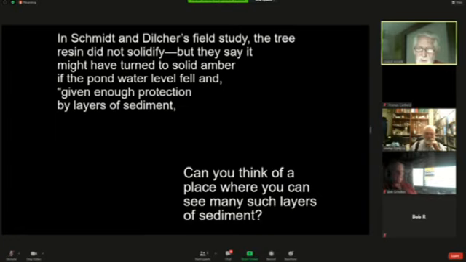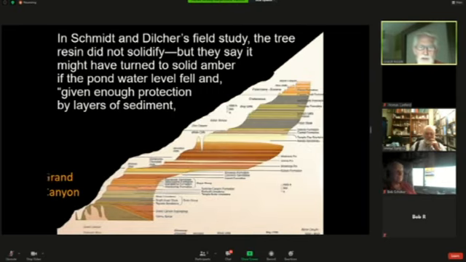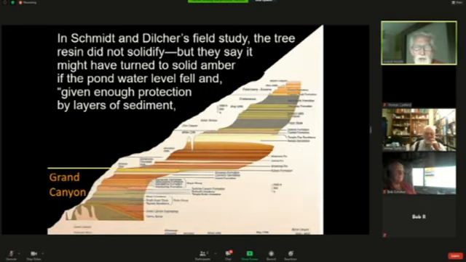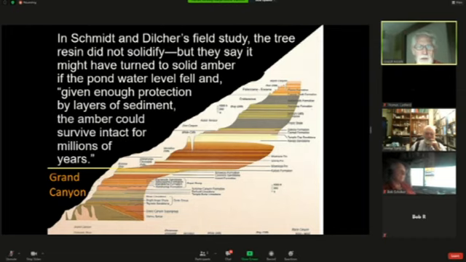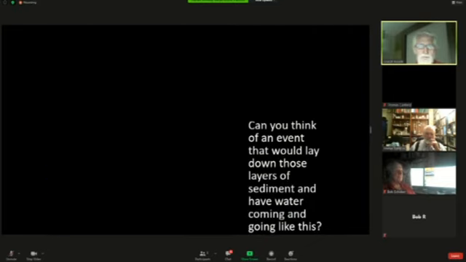And what place can you think of where you can see all of these layers? I won't be able to hear your answer, so I'll go ahead and just insert it here, and that would be our good old Grand Canyon here in the state of Arizona, where you can see these layers, showing where this would be able to happen around the world with a worldwide process. And so they say, given enough protection by layers of sediment, the amber could survive intact for millions of years, given the evolutionary time frame, since they are secular scientists.